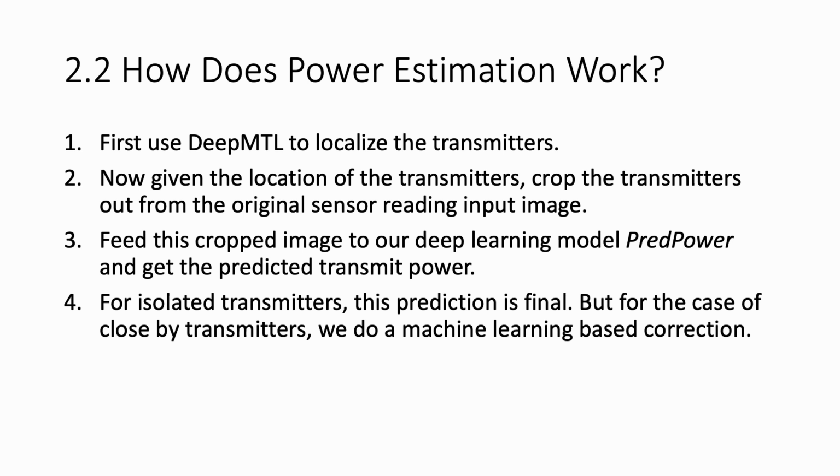First, we use DeepMTL to localize the transmitters. Here, DeepMTL is what I introduced in my previous conference paper. Now, given the location of the transmitters, crop the transmitters out from the original sensor reading input image. Then third, we feed this cropped image to our deep learning model, PredPower, and get the predicted transmit power. And the final step, for isolated transmitters, this prediction is final. But for the case of close-by transmitters, we do a machine learning-based correction.